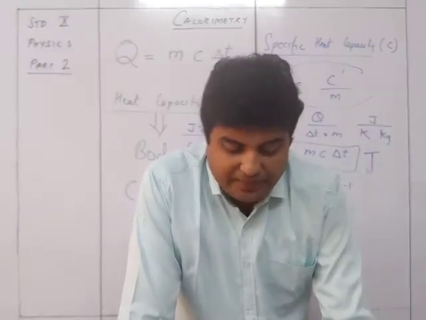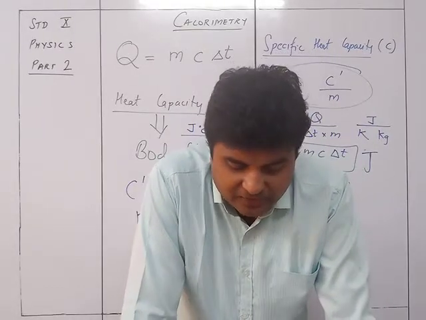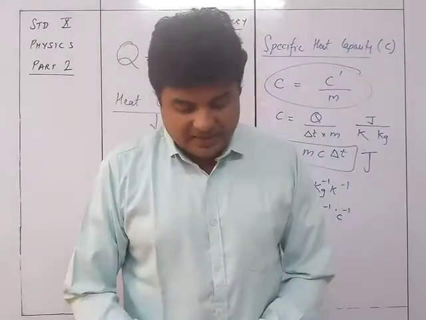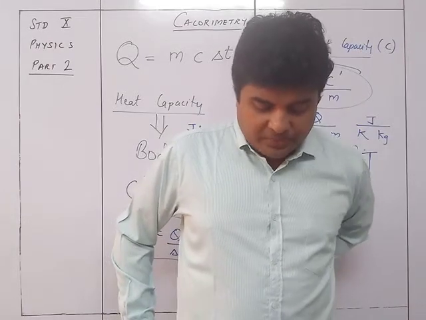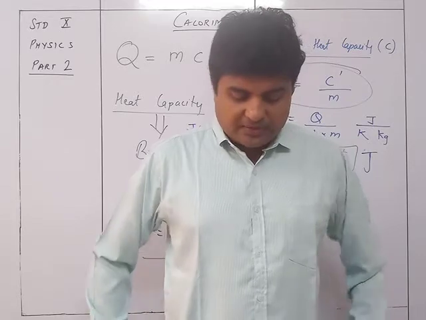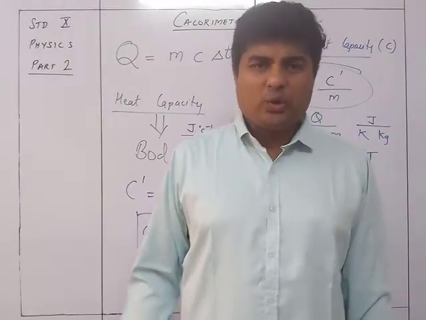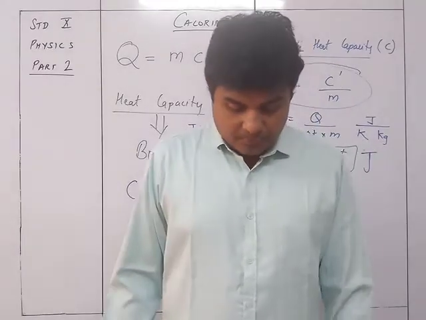Some of the specific capacities are given here. Lead is 130, whereas mercury is 139, brass is 380, zinc is 391, copper 399, iron 483, glass 504, aluminum 882, kerosene 2100, ice is also 2100, seawater 3900, water 4180. So these are certain values. Of course, you don't need to learn them. This is just for your reference.